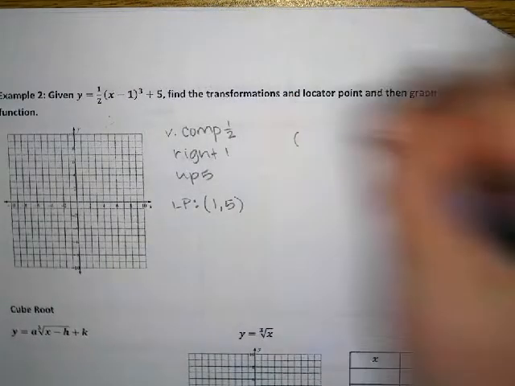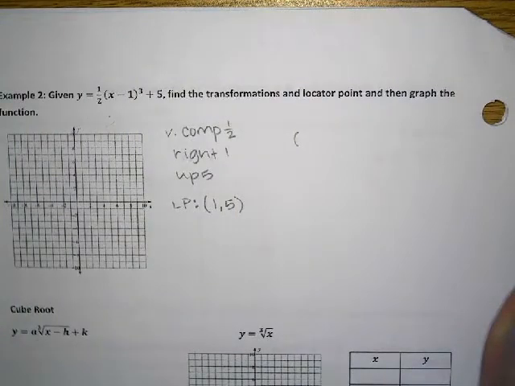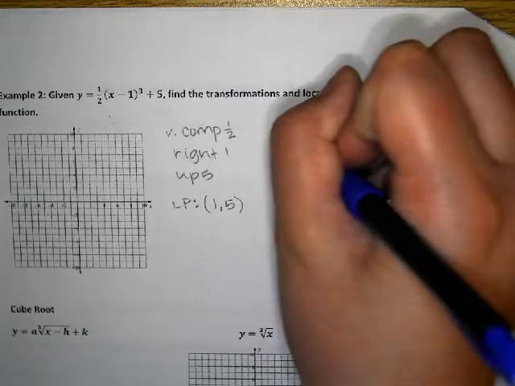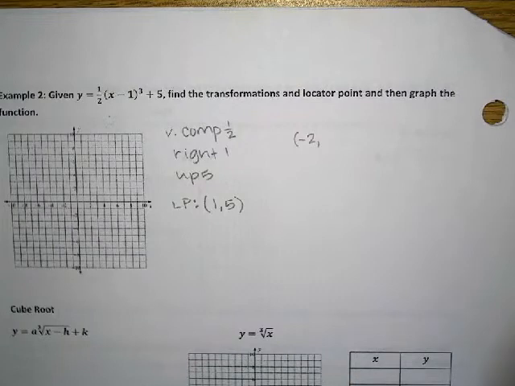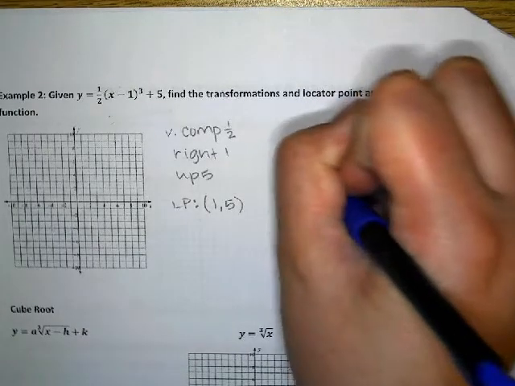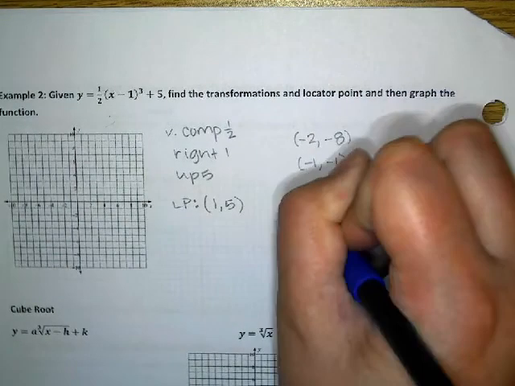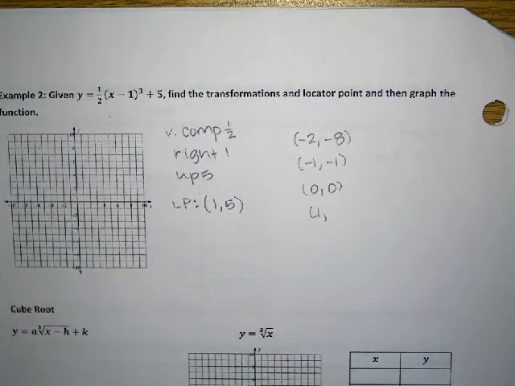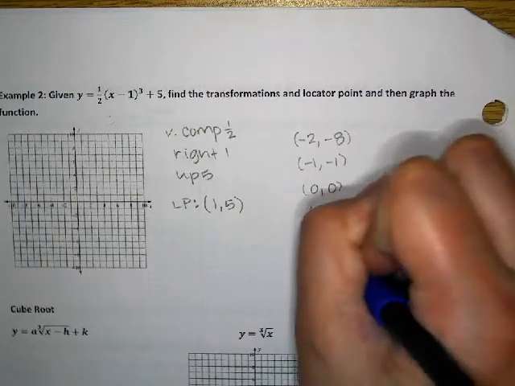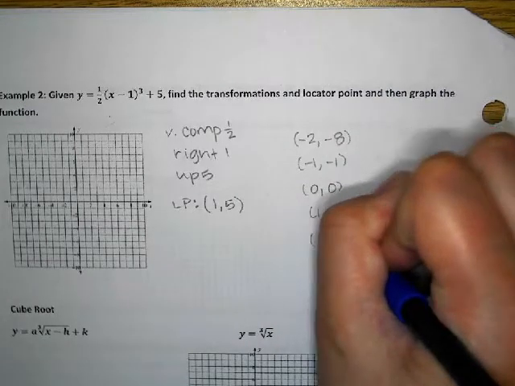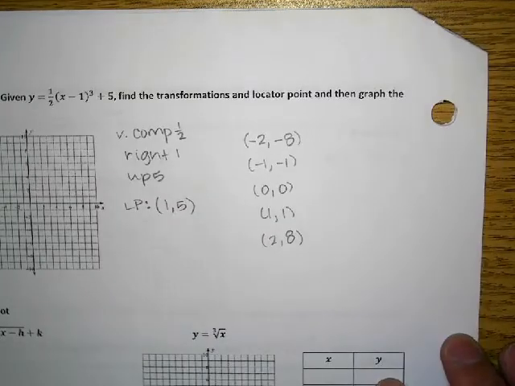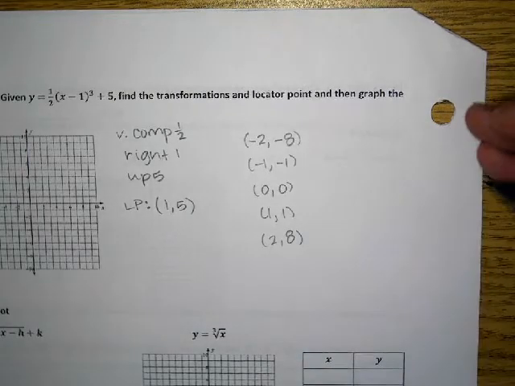And what are the points for a cubic? That's for cube root, or square root. Square root doesn't have any negatives. So we plug in -2 and we get -8. We plug in -1, we get -1. Plug in 0, get 0. Plug in 1, get 1. Plug in 2 and we get 8. Later this period, I'll write them all on the board so that we have them all just sitting there.